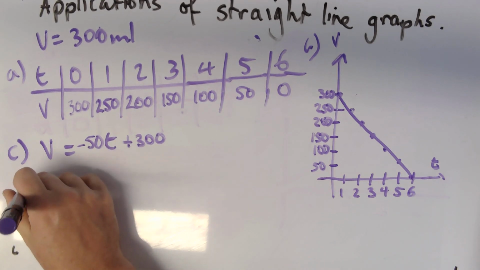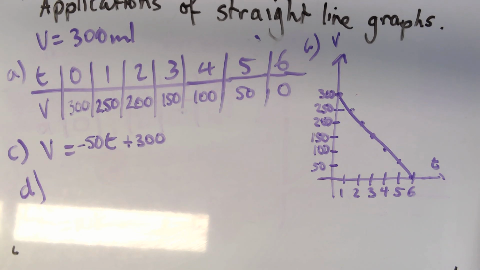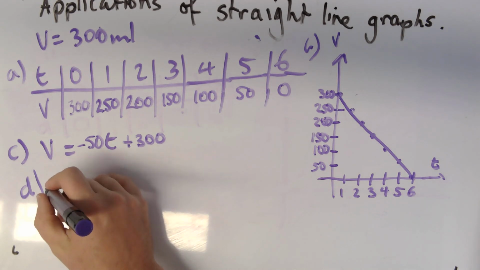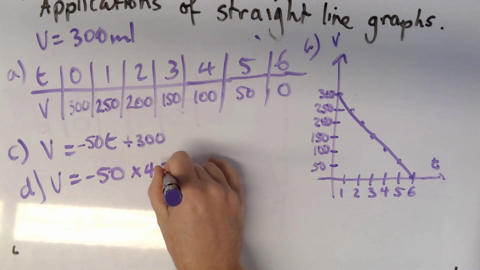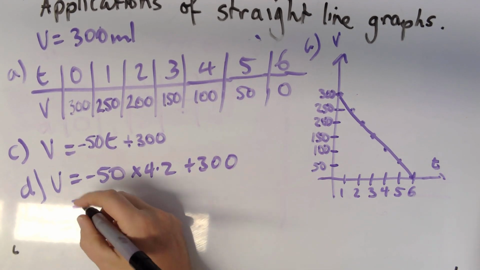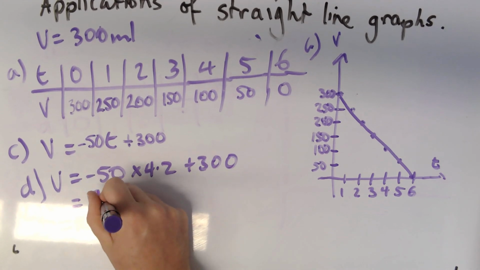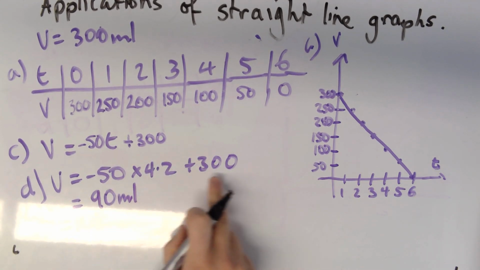Okay. Now, just like our last example, we're going to use this formula that we just came up with to answer a couple of questions. So use your rule to find the volume of water in the dish after 4.2 hours. So I get V equals minus 50 times 4.2 plus 300. A few people might be freaking out going, how am I going to work out that? It's all right. You just use a calculator. You can pop this straight in a calculator, and after 4.2 hours, we're going to find this thing equals 90 mil. Right, 90 mil of water remains.